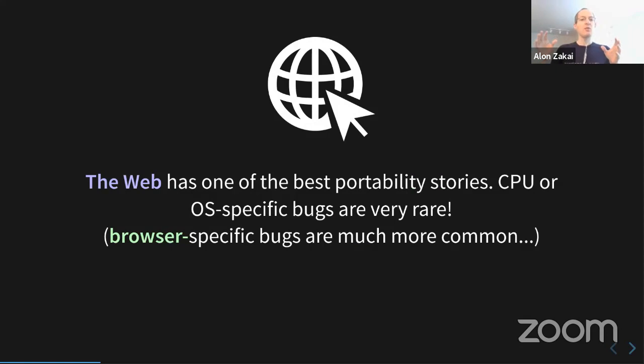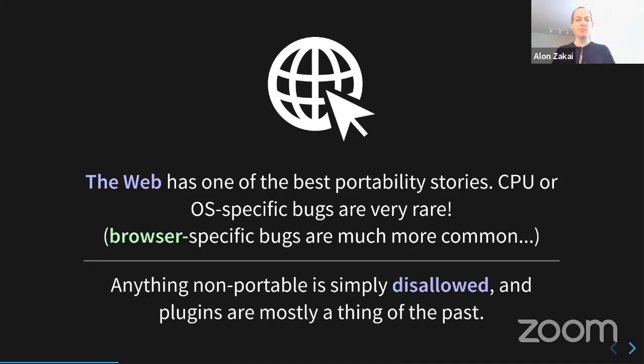It's worth mentioning the web in this context because it has one of the best portability stories. It's very rare to find CPU or OS specific bugs actually. There are bugs on the web, but they're generally browser specific bugs, which is a completely separate issue. And the way the web does this is to just disallow anything non-portable. You're not allowed to access the underlying CPU directly. You're not allowed to access the underlying OS. That used to be possible through plugins like ActiveX, but those are mostly a thing of the past at this point.